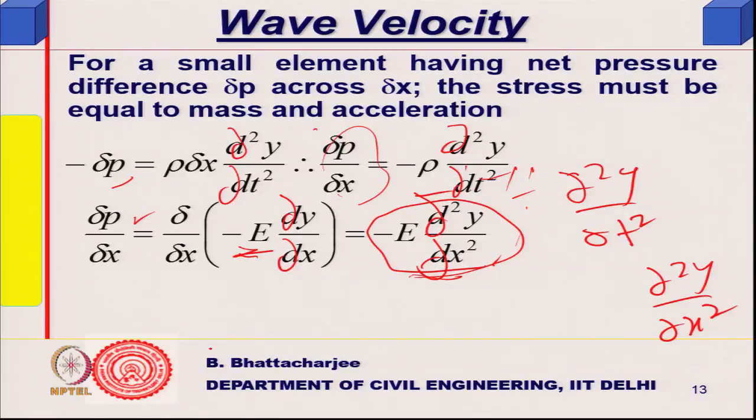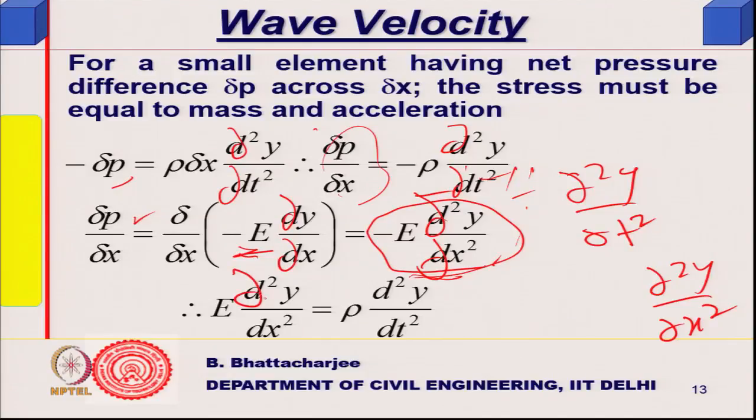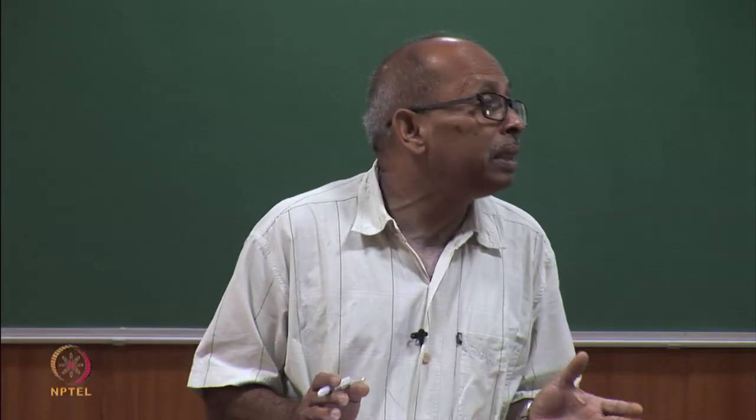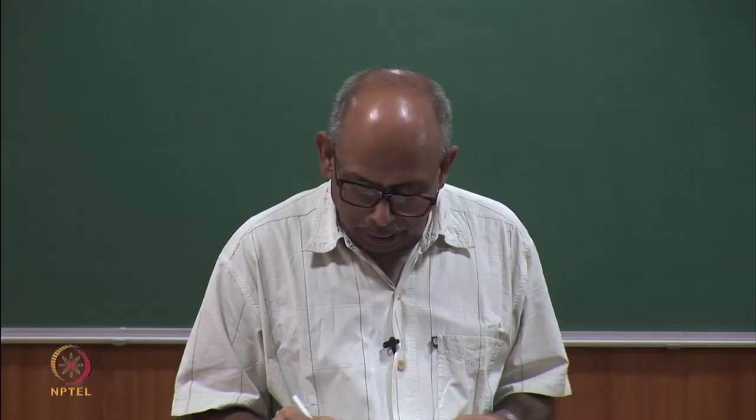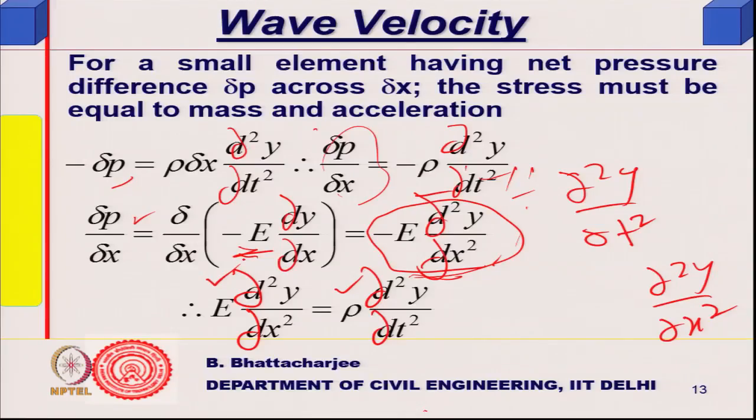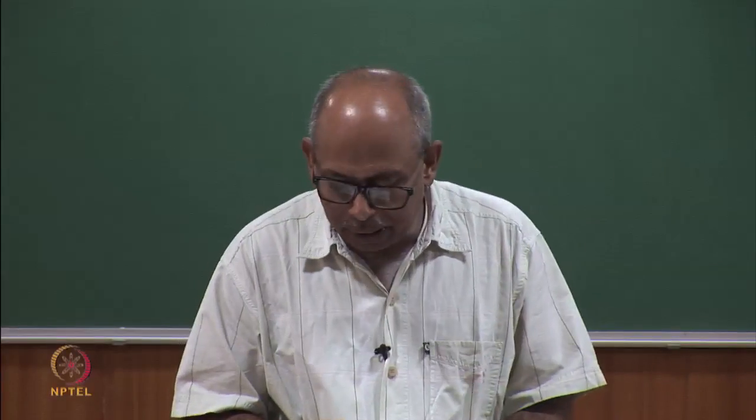So if I equate these two from both considerations, E del square y by del x square must be equal to rho del square y by del t square, right? And from the ratio of these two, now I can use C square. In other words, I can get a relationship between C, E and rho. Rho is the medium property, E is the bulk modulus of the medium, right? Because I am talking of volume compression and all that.